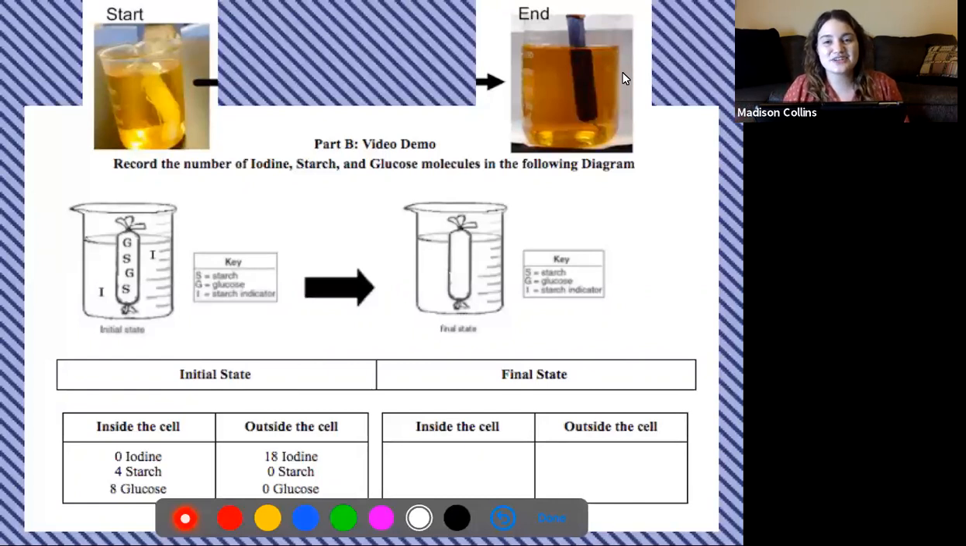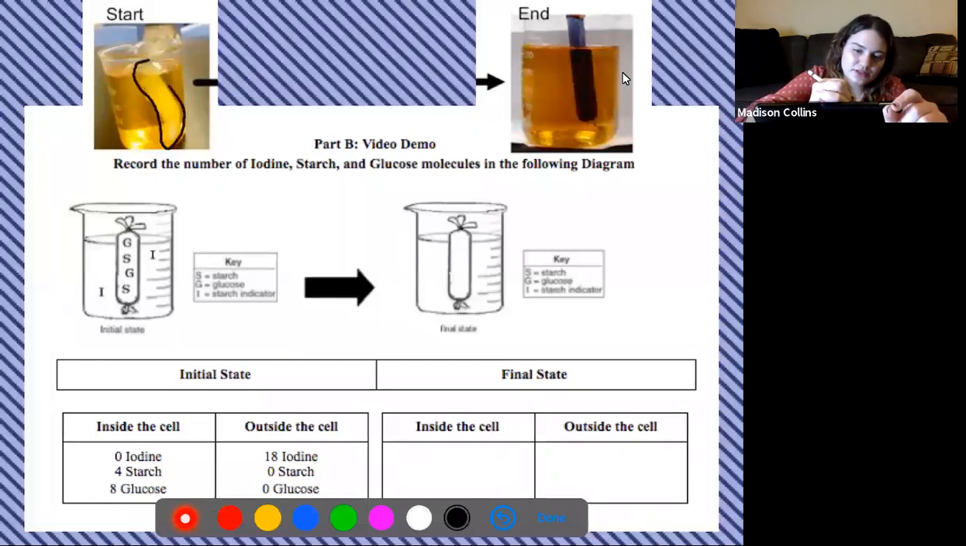So instead of doing this demonstration, I'm going to attempt to explain to you what we would see if I were doing this in class. If we were doing this in class, I would have a beaker and I would make a cell using that dialysis tubing. You can see that dialysis tubing right here in the center. It's this thing that looks like a little worm inside the beaker, okay?